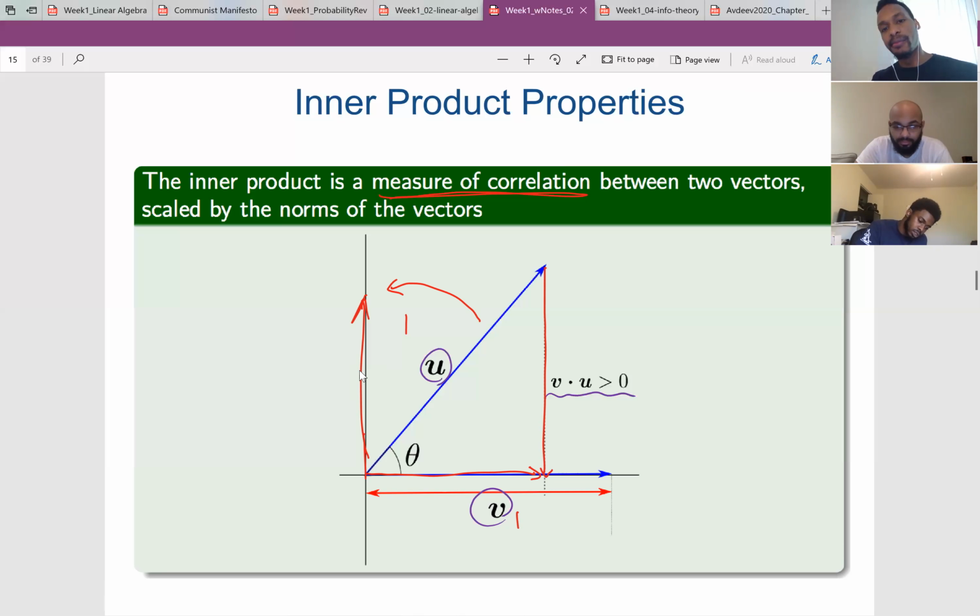From a geometric standpoint, you can think of it as how much of one vector can I project onto the other vector? And this v doesn't have to be here. It could be like this, but you're still mapping the same thing, trying to project one onto the other.